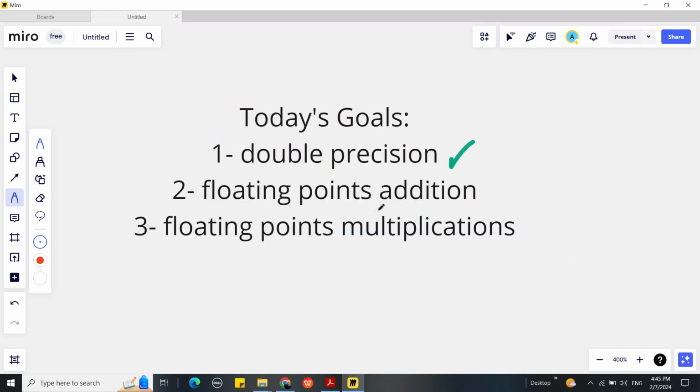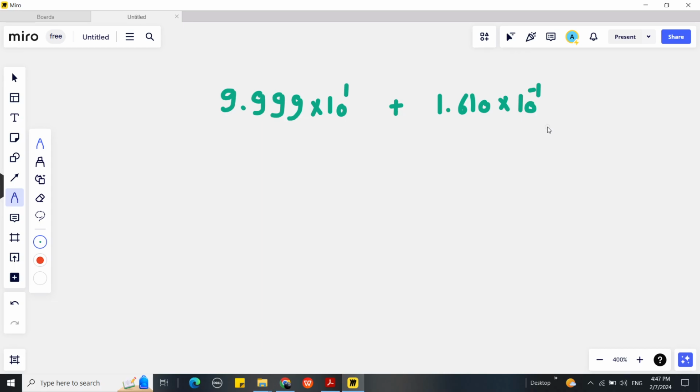Let's see how we can add floating point numbers. Actually, this should be floating numbers, not points. Whatever it is, I don't care anymore. Okay, so I have 9.999 in decimal number times 10 power 1 plus, and I want to add it to 1.610 times 10 power negative 1. So how do we do this?